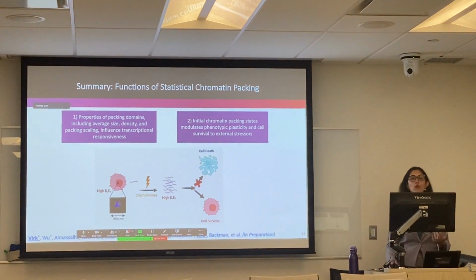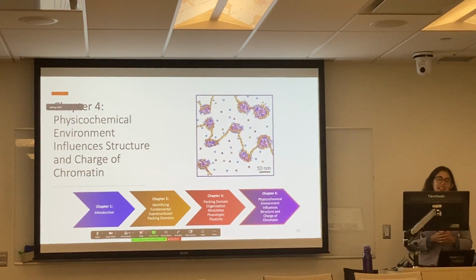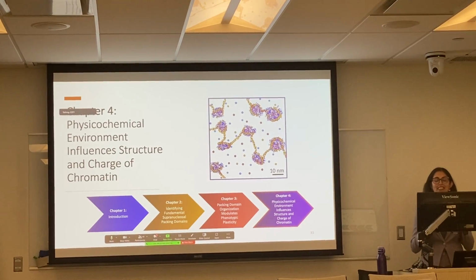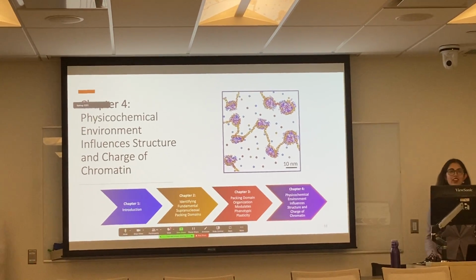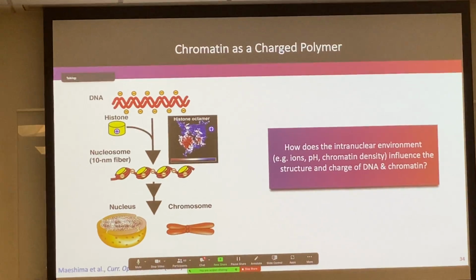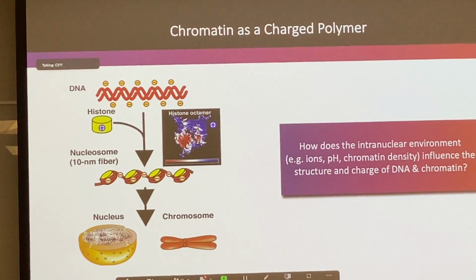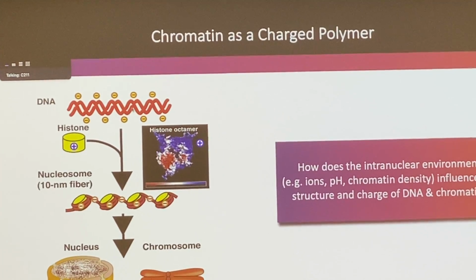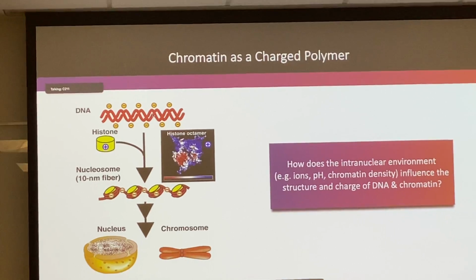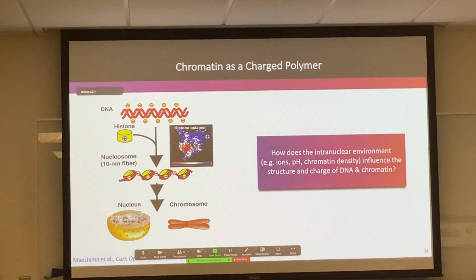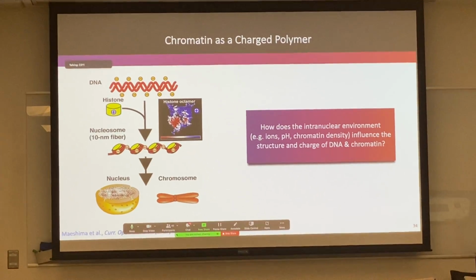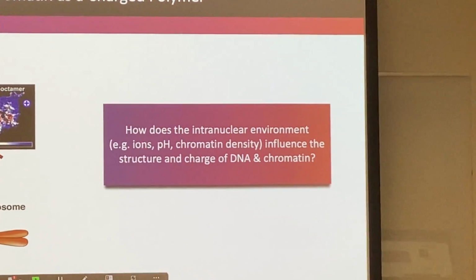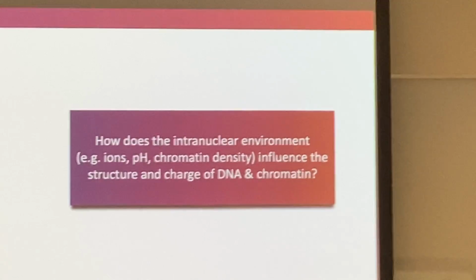So now that we have related a very important aspect of chromatin structure to chromatin function, we next wanted to investigate another realistic part of the nuclear environment that we think might be able to strongly influence the statistical chromatin structure. So again, we know that chromatin is a highly charged polymer due to the phosphates of the DNA within the chromatin. So we really have this underlying question: how does the internuclear environment, including ions, pH, and chromatin density, influence the structure and charge of DNA and chromatin?